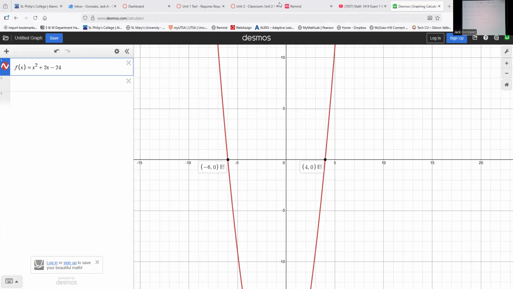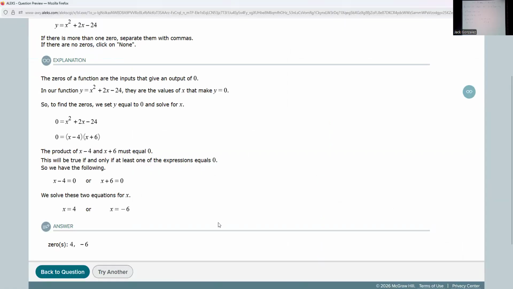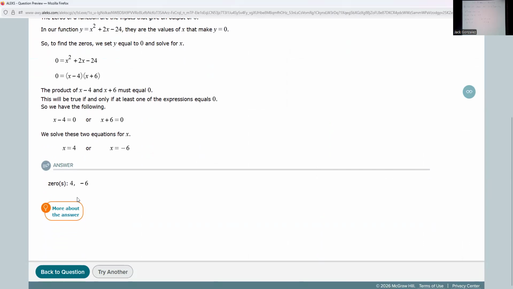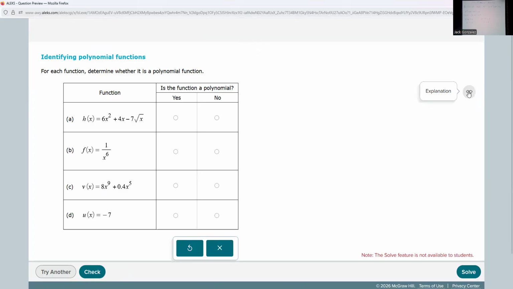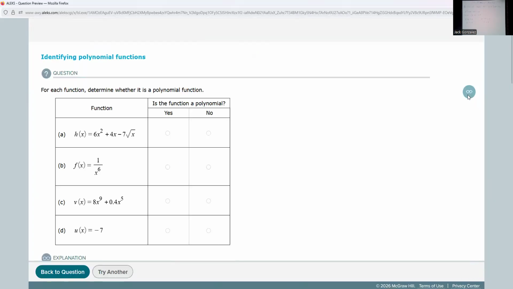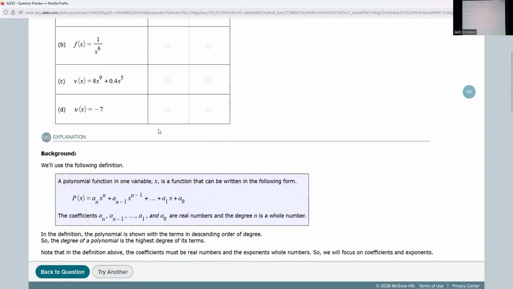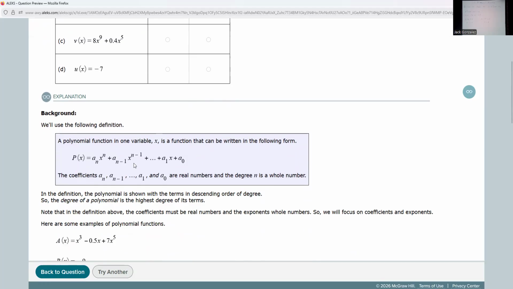Just wanted to make sure that you know that. So here's stuff we did on paper already, and then solve for the zeros. Let's move on to polynomials. So in the notes that are in the Canvas, they have explanations of what is defined as a polynomial. So here's the definition, in the notes, for what is a polynomial.